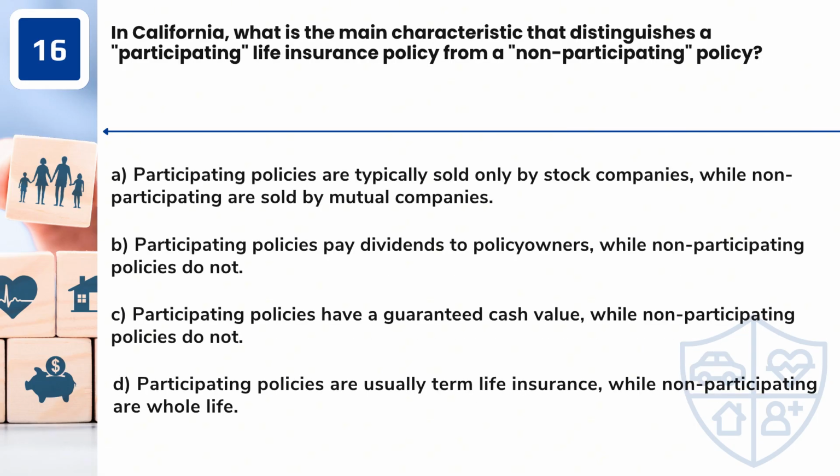Question 16. In California, what is the main characteristic that distinguishes a participating life insurance policy from a non-participating policy? A. Participating policies are typically sold only by stock companies, while non-participating are sold by mutual companies. B. Participating policies pay dividends to policy owners, while non-participating policies do not. C. Participating policies have a guaranteed cash value, while non-participating policies do not. D. Participating policies are usually term life insurance, while non-participating are whole life.